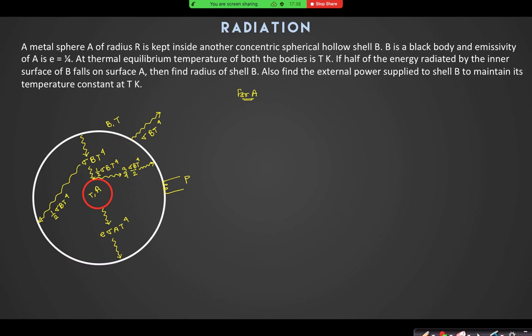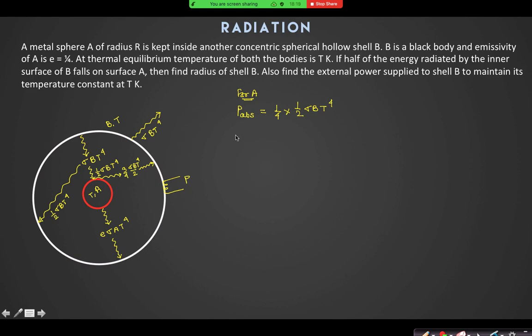So what can I write for the shell A? For the shell A, I can write its absorbed power. What is the power absorbed? Half sigma b t to the power 4 is the power incident, not the absorbed. The power absorbed is the incident power minus the reflected power, which is 1 by 4th of half sigma b t power 4. This is the power absorbed.